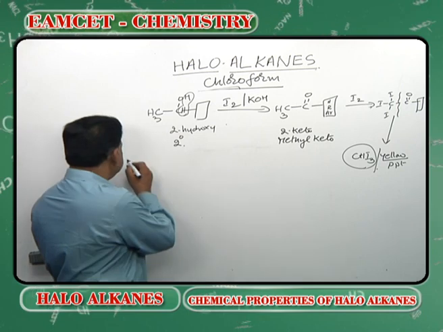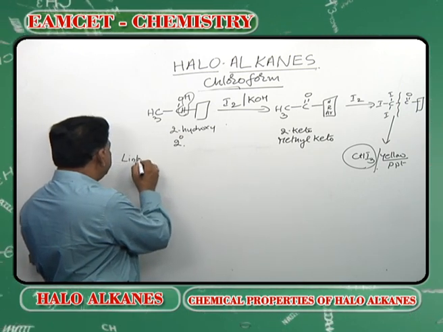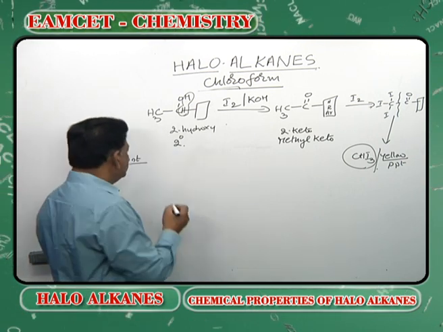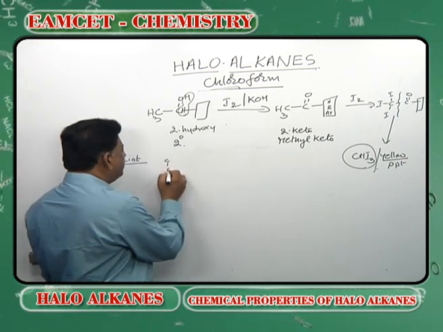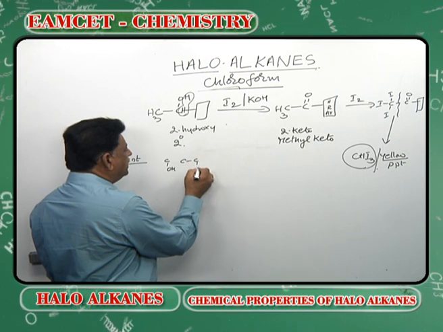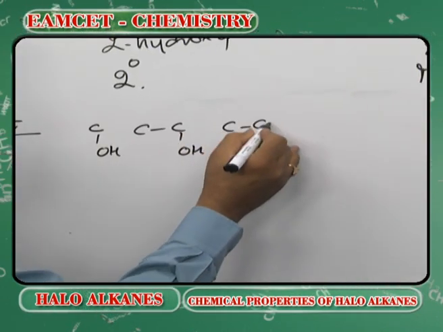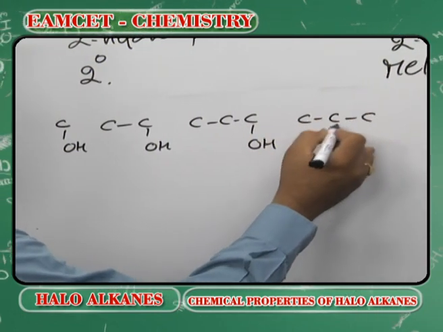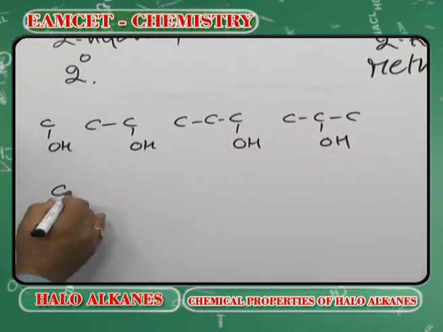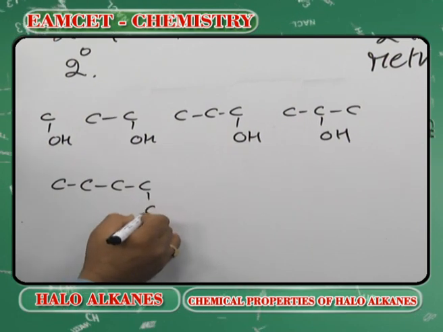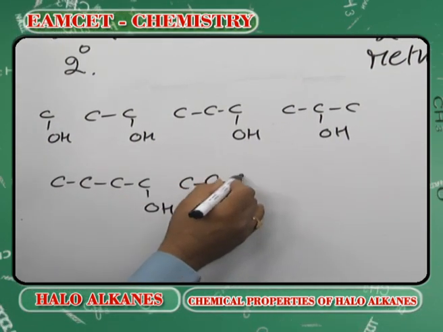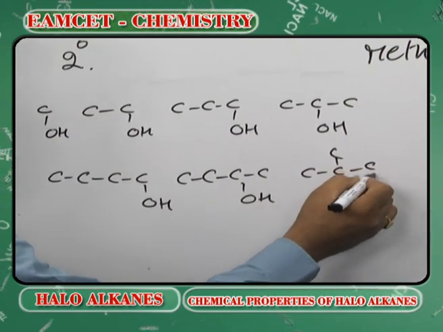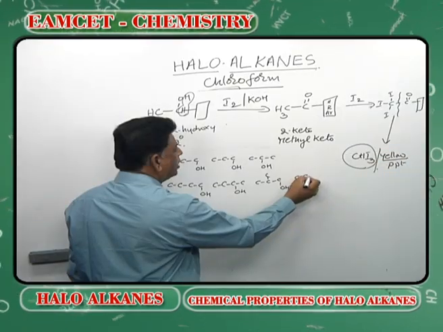I'll give a list of the alcohols. I'll write all possible alcohols. We have to identify which alcohol will give. For example, methyl alcohol is there, ethyl alcohol, propyl alcohol. In the propyl, two varieties: 1-propanol and 2-propanol. In the butanols, 4 types of butanols are there: 1-butanol, 2-butanol, isobutanol, and tertiary butyl alcohol.